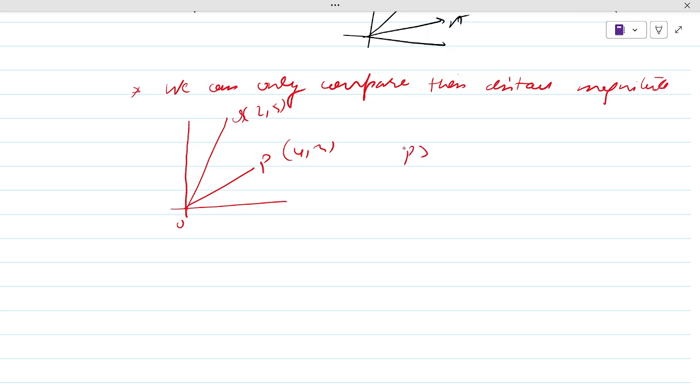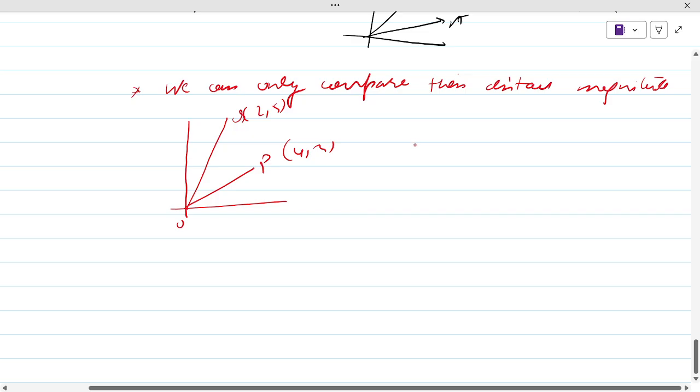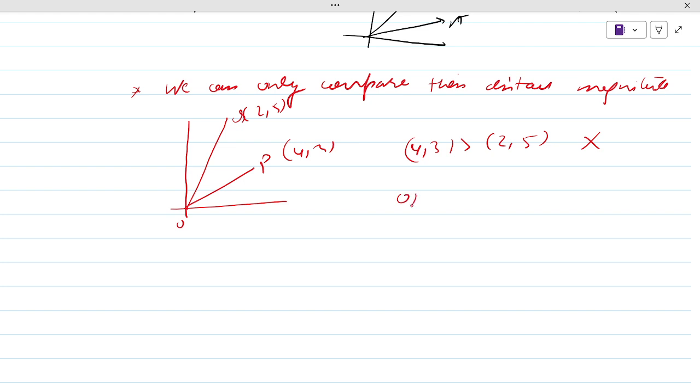We can't say that (4, 3) is greater than (2, 5). This is wrong. But we can compare the distance, that is OP. So what are the distances? OP squared is 16 plus 9, so it's 25. And OQ squared is 4 plus 25, which is 29. So we can say that OQ is greater than OP, but we can't compare the points.